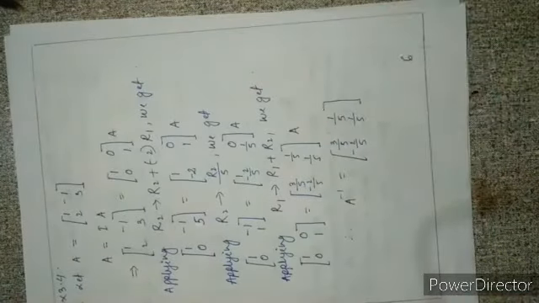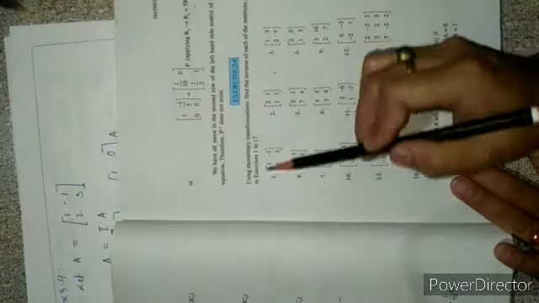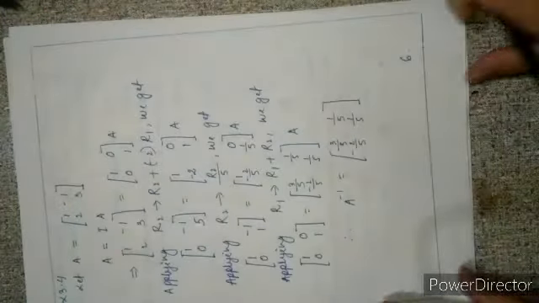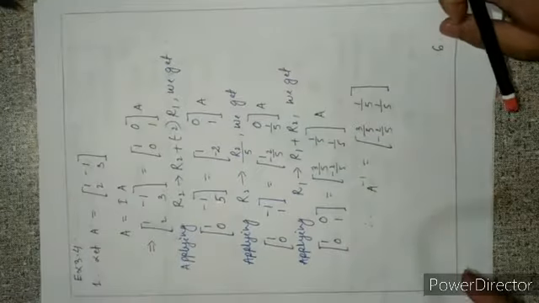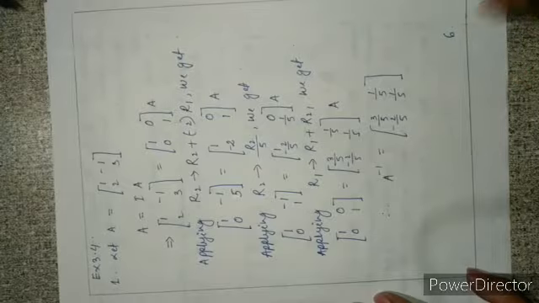Exercise 3.4. Here we have to find the inverse of each matrix, if it exists, by using elementary transformations. Number 1. We can find the inverse of any square matrix by using row transformation or column transformation. For this, we have to use elementary transformations only.